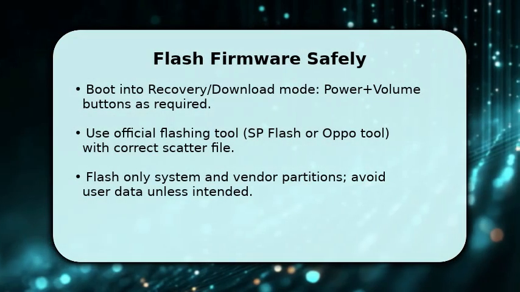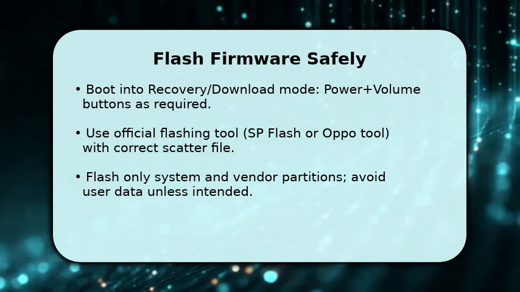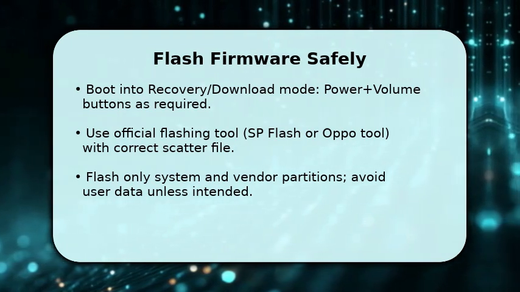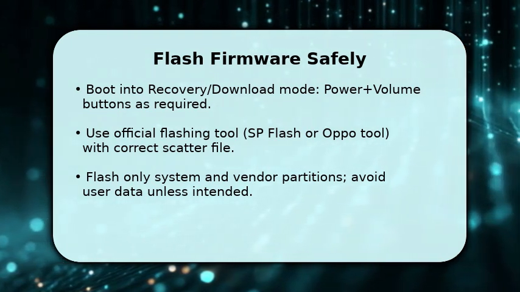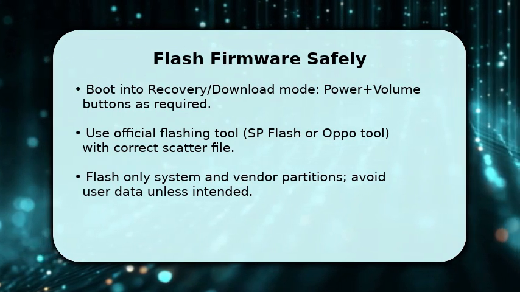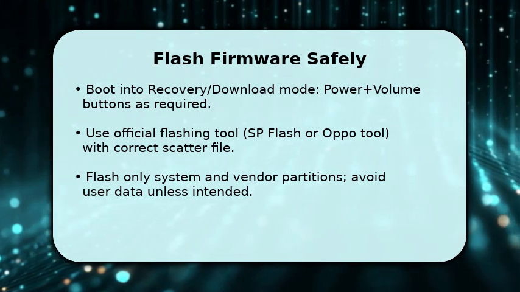Now you move into the flashing stage. Connect the phone and boot it into recovery or download mode by using the power plus volume key combo, making sure the screen indicates the mode. Next, load the correct scatter file in the official flashing tool like SB Flash or Oppo's tool. This maps partitions so you flash the right files.